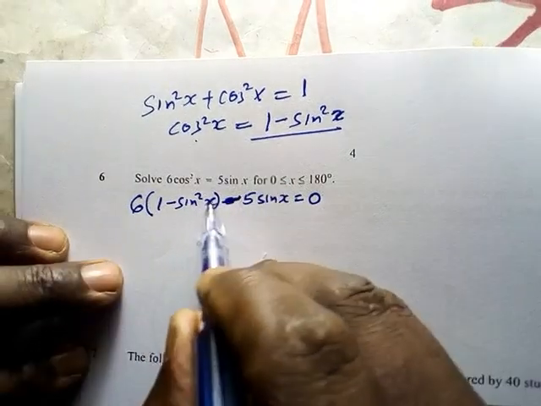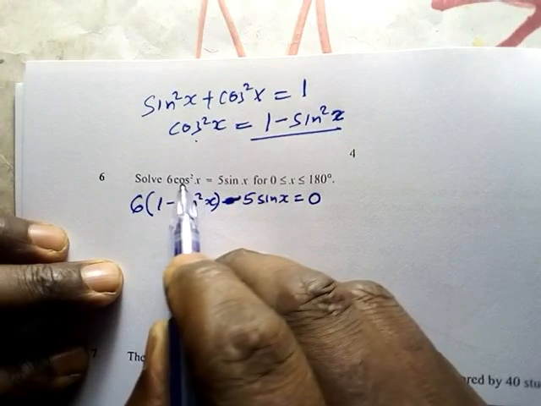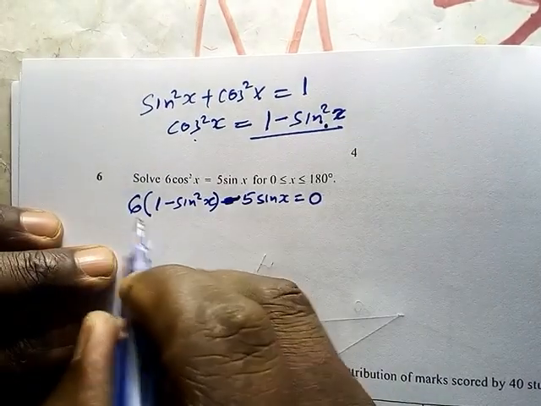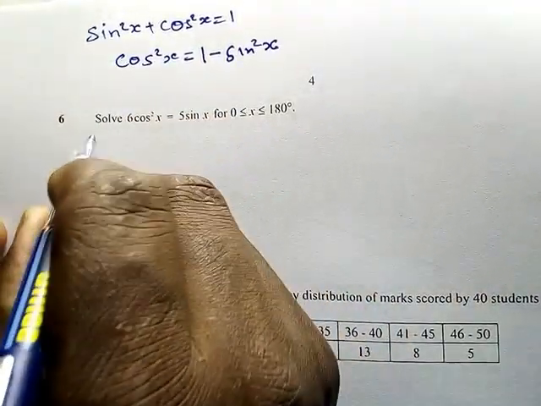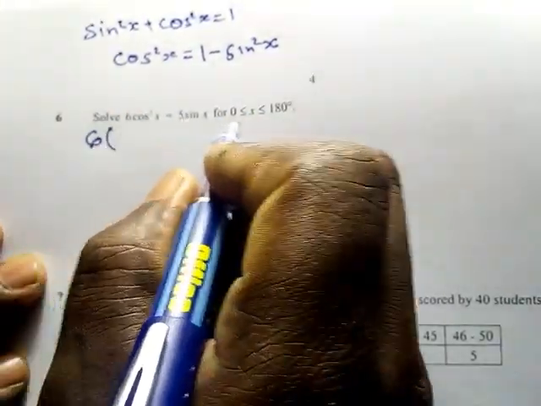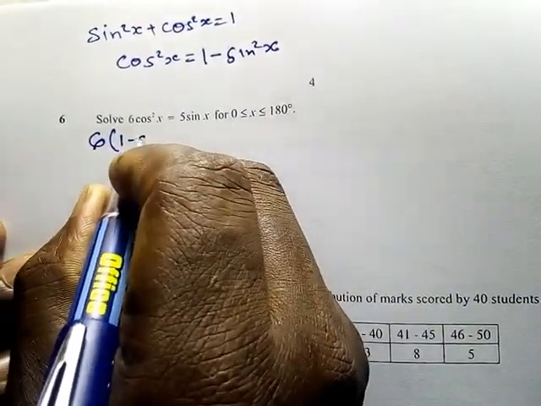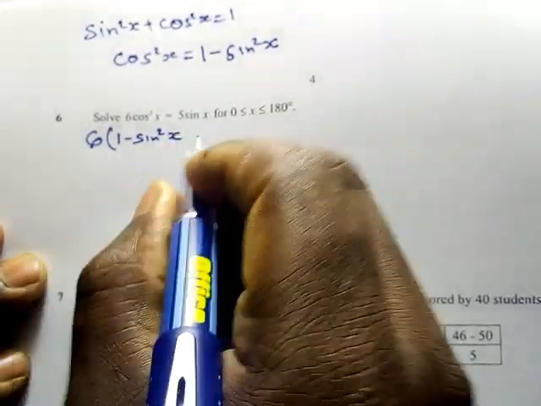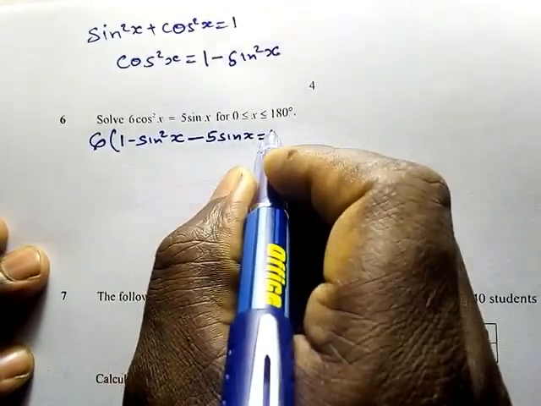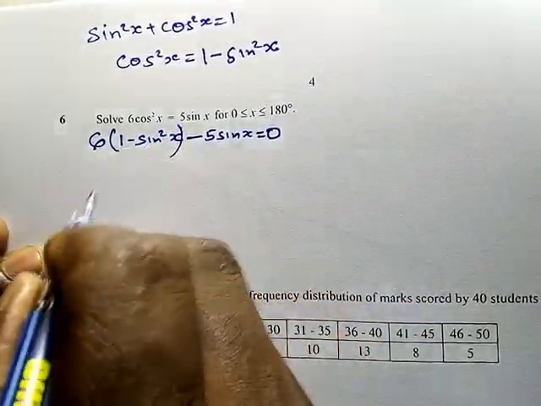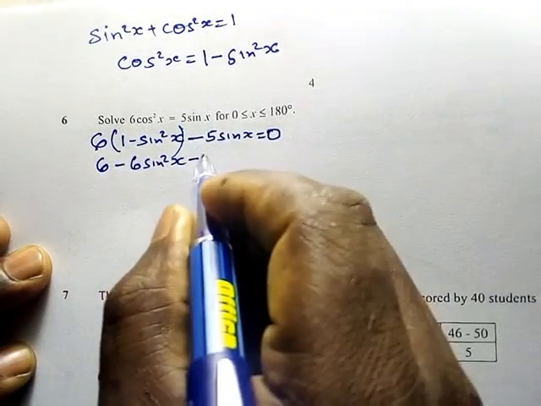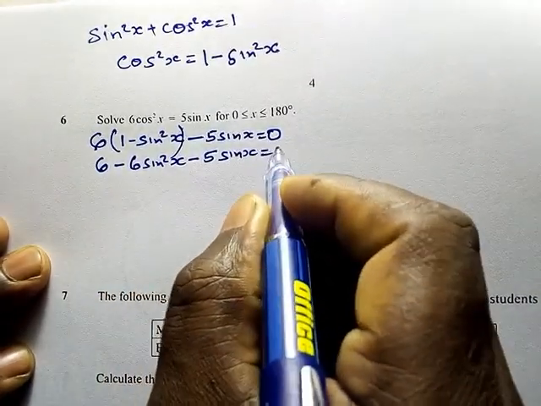The reason why nimeondoa cos, because cos and sin are not the same, so nataka tukue na sin ikiwa the same, sin and sin. So now here we will have 6, instead of cos square we will have 1 minus sin square x, to make it uniform with the sin x. 1 minus sin square x, bring this one here, minus 5 sin x equal to 0. Open this bracket, we will have 6 minus 6 sin square x minus 5 sin x equal to 0.